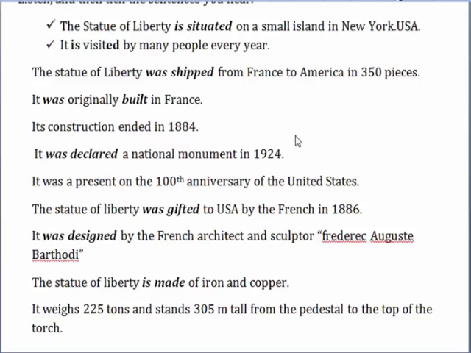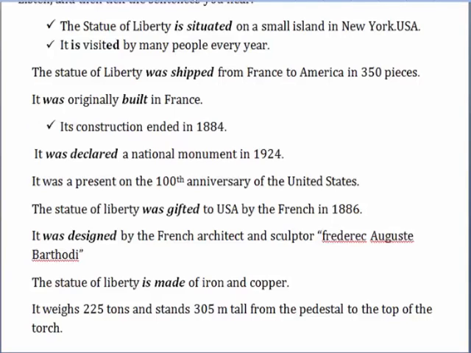So after you heard the short script: the Statue of Liberty is situated on a small island in New York. I mentioned that. It is visited by many people every year. I mentioned that. The Statue of Liberty was shipped from France to America in 350 pieces. I didn't mention that. It was originally built in France. I didn't mention that.